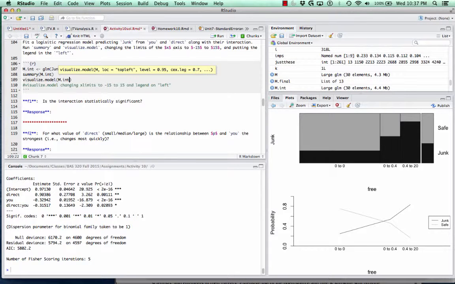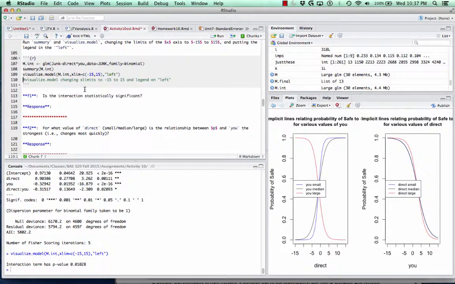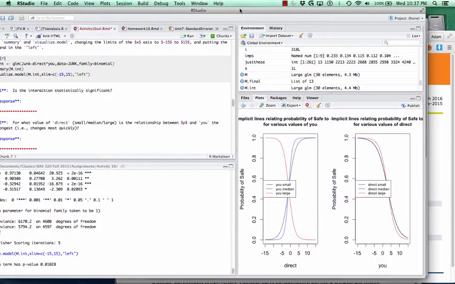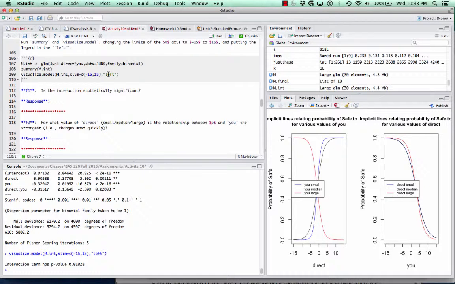So let's visualize the model, and we can change the x limits here by adding xlim equals c, and then the lower and upper limits separated by commas. And we're going to add in the legend on the left here instead of the default position. So, all right, what does our model seem to suggest for how the probability is changing? Well, we see the nature of the relationship changing quite a bit. This interaction looks to be really quite strong.